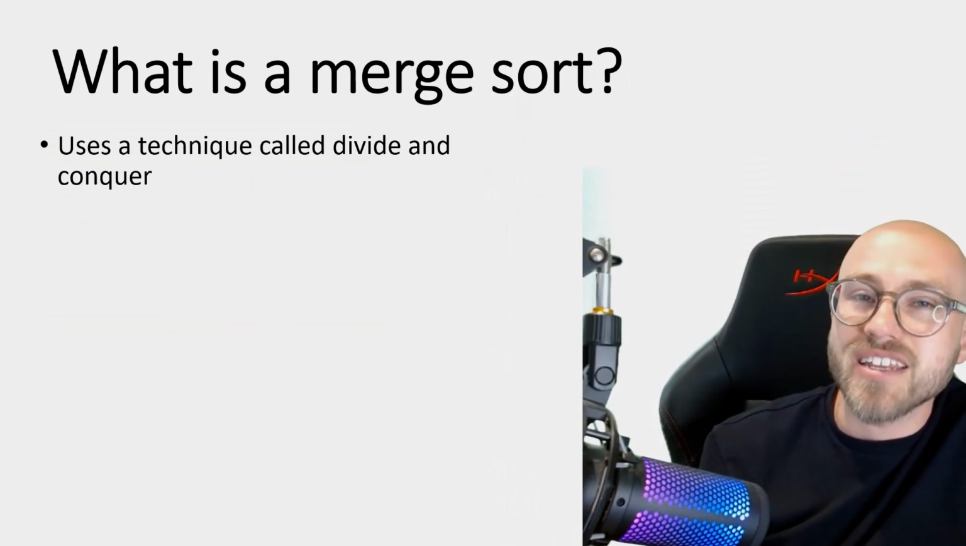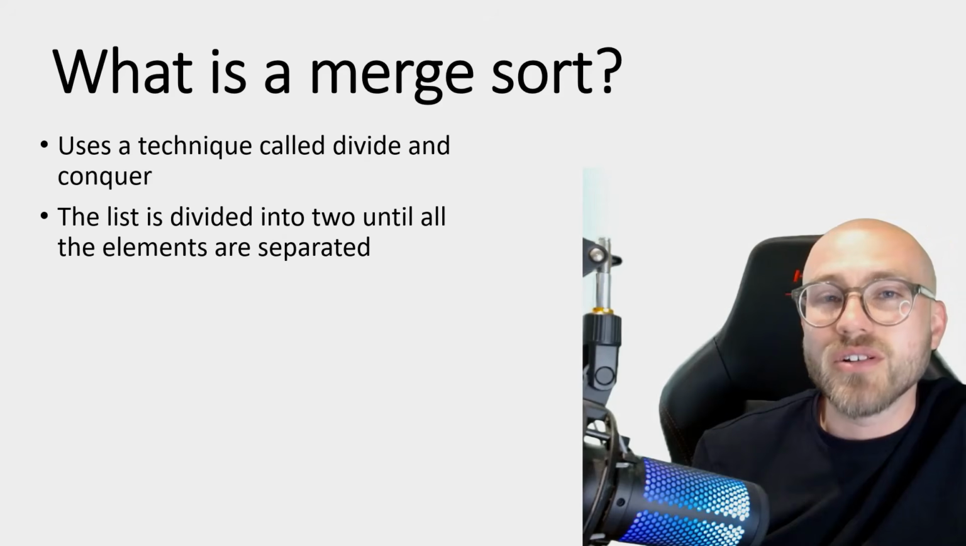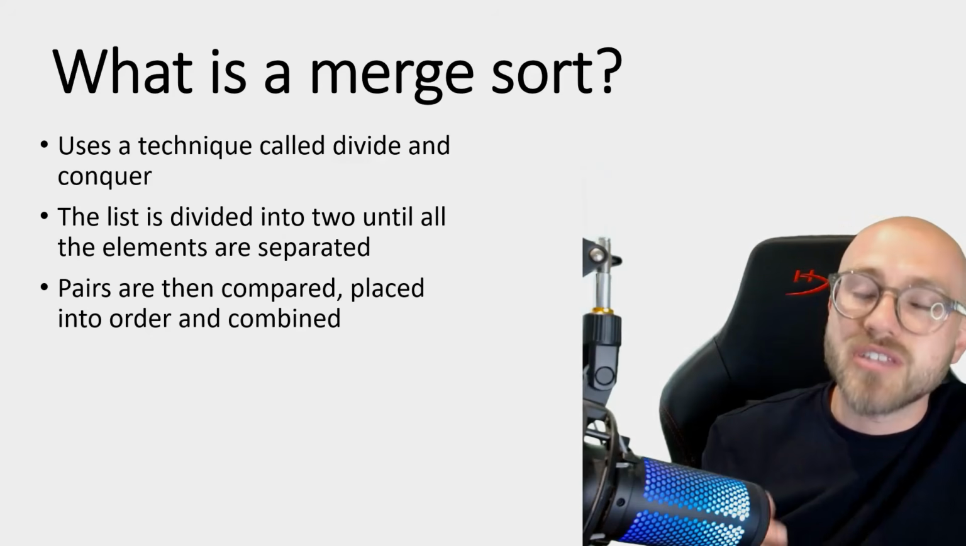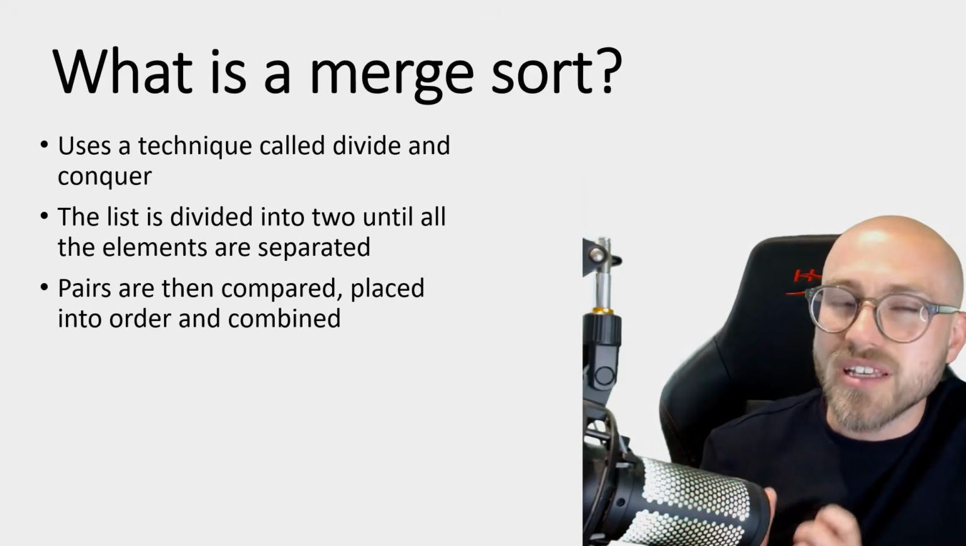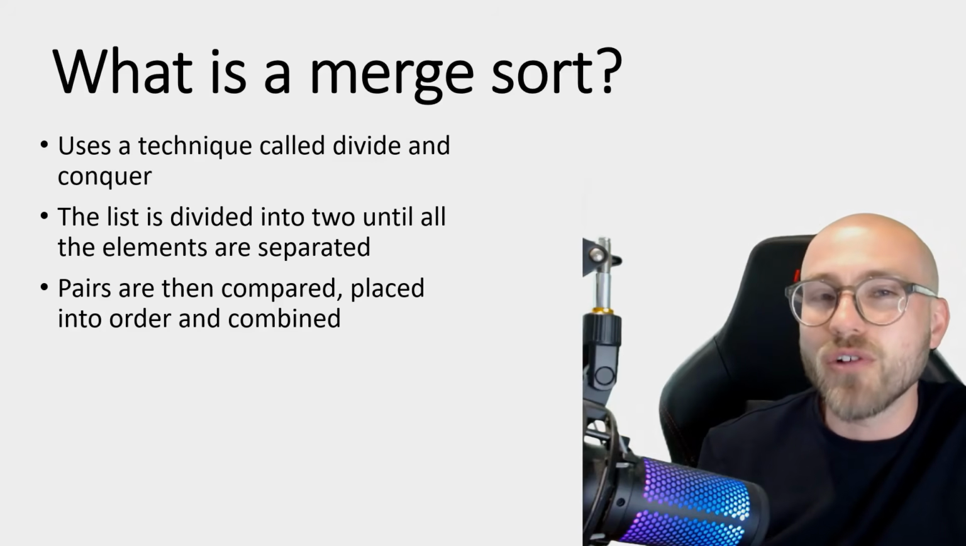Okay, let's move on to the merge sort then. This one uses a technique called divide and conquer. When we start with our list of data, we first of all need to separate it all and divide it. You would then pair the individual elements and place them in order. They will keep combining until they reassemble and they're fully sorted.